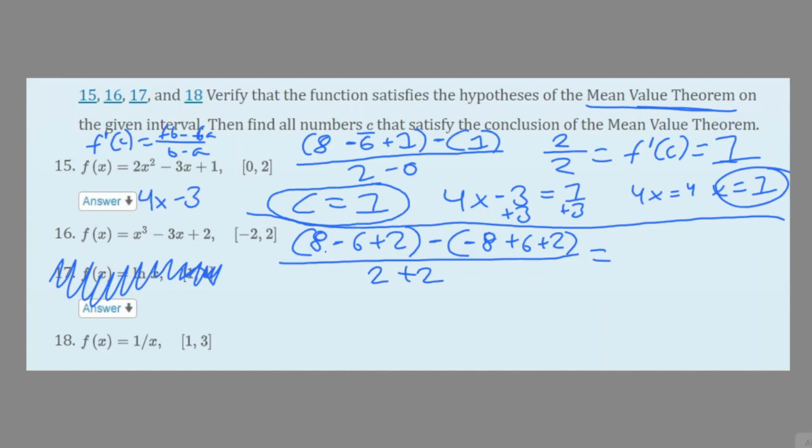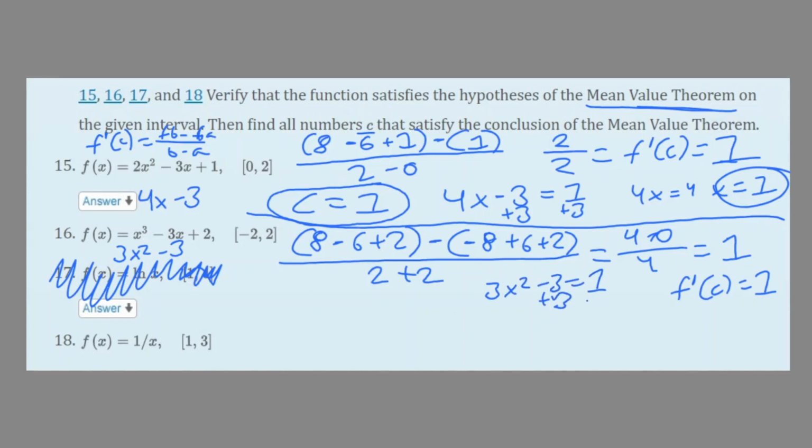And so the top, if we simplify, we're going to have 8 minus 6 plus 2, which is 4. 4 minus, we're going to have here 0. 4 minus 0 over 4. So we're just going to have 1. So basically here, our f prime of c is also 1. So again, we have to find the c value in which the derivative is 1. We can find the derivative of this, which is 3x squared minus 3, and we just set it equal to 1. So 3x squared minus 3 equals 1.